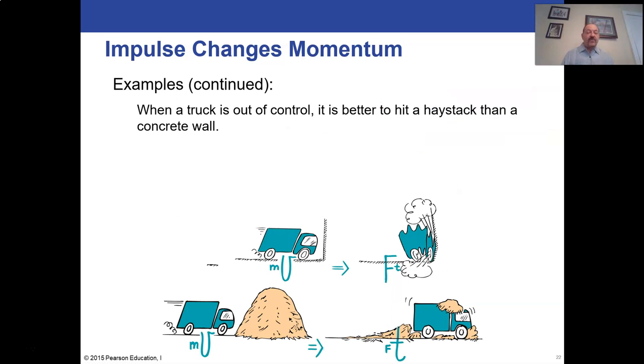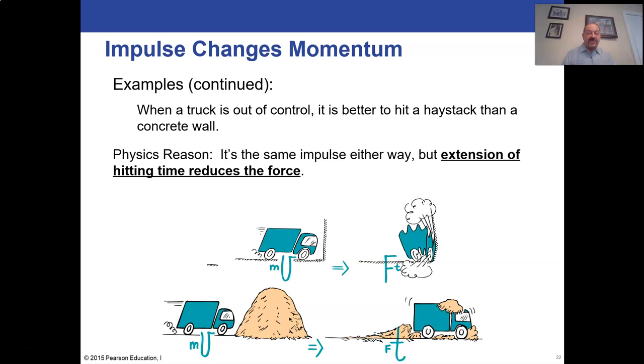So when a truck is out of control, it's better to hit a haystack than a brick wall. You have the same m times v, especially if it's a high v, high velocity hitting the wall. You can either hit a wall and have a high force over a short period of time, or you can have a small force over a long period of time, and that's generally the way to go. So extension of time will reduce the force.